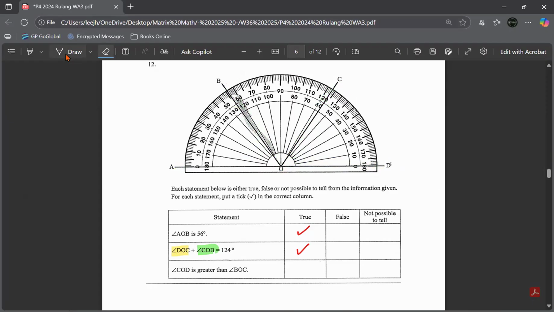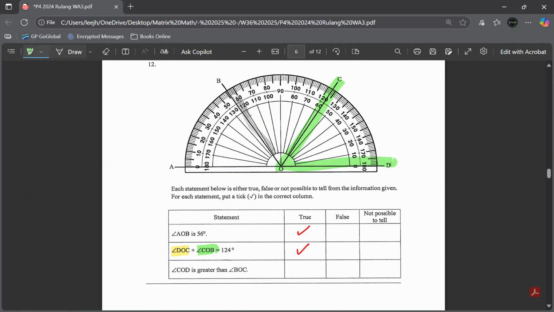Now let's look at the third one. Angle COD is greater than BOC. We already know DOB is 124. We know that COB plus DOC is 124, but is COD greater? Let's look at angle COD. COD is this.